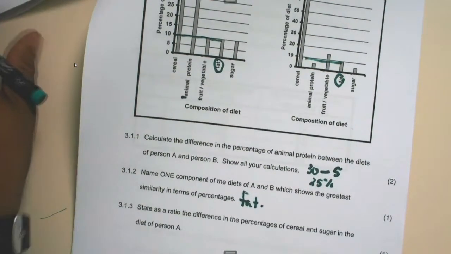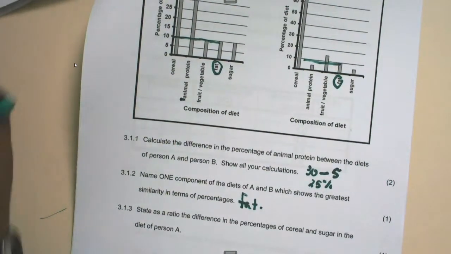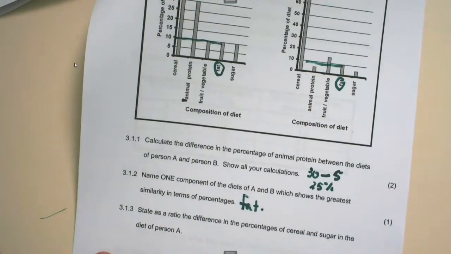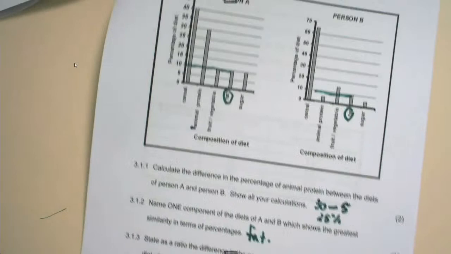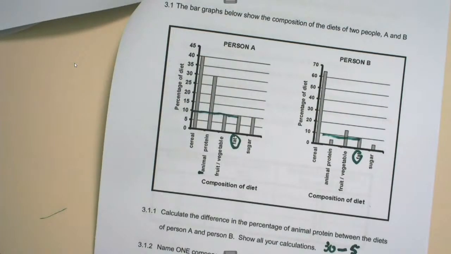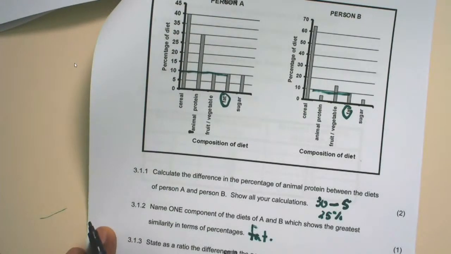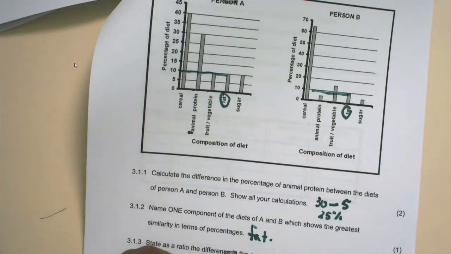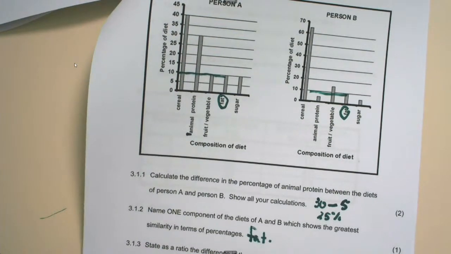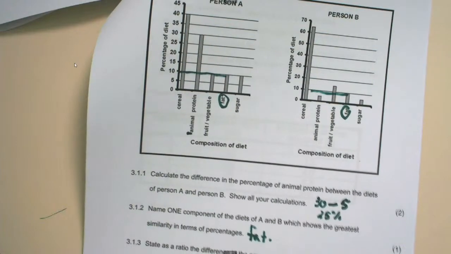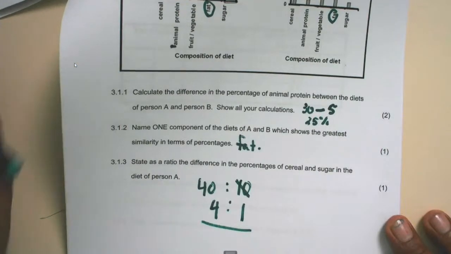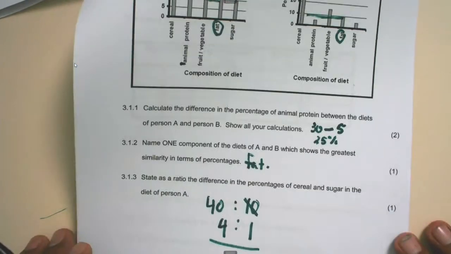Say as a ratio the difference in percentages of cereal and sugar in diet A. Now sugar in diet A to cereal is 10 is to 40. Now 10 into 10 is 1 and 10 into 40 is 4. So the correct answer there will be 4 is to 1.